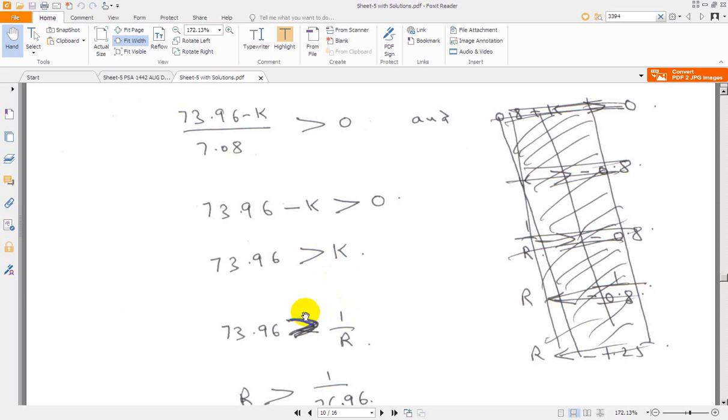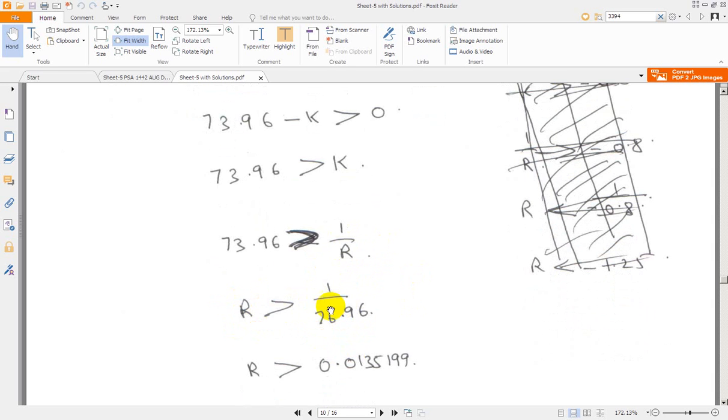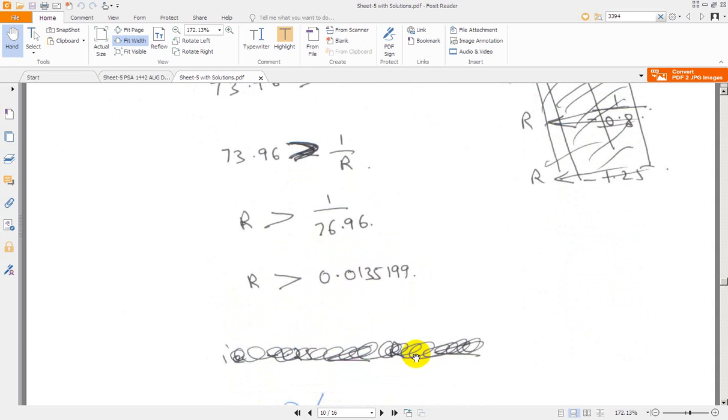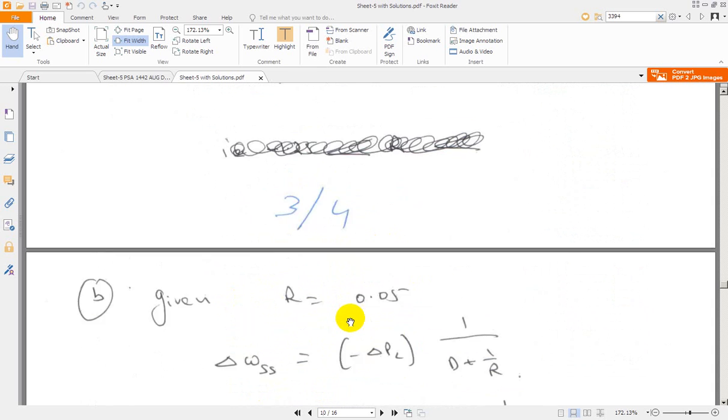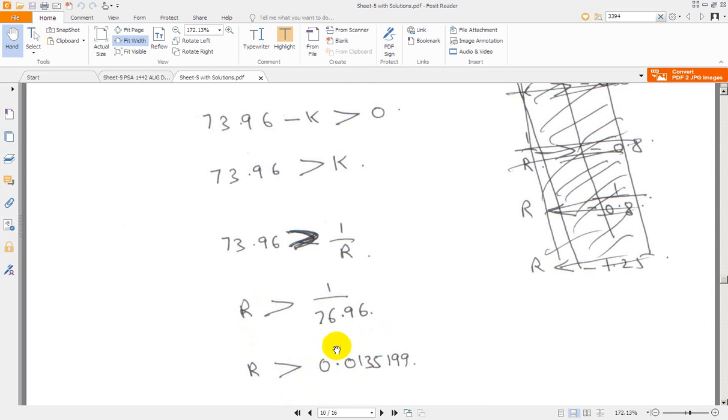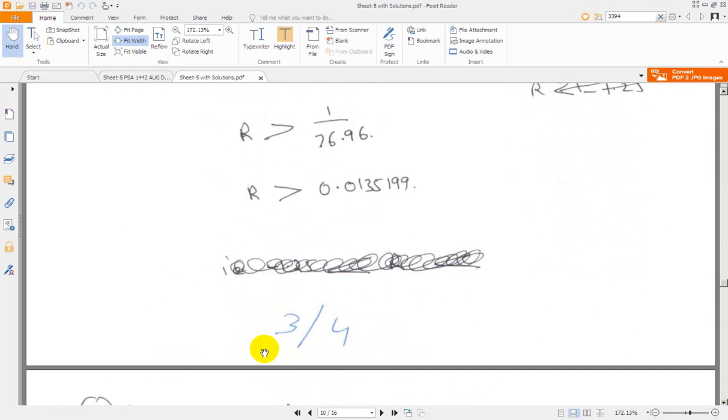Whereas we want the evaluation of r. k is equal to 1 by r. In place of k, we will write it as 1 by r. So r will be greater than 1 by 73.96. So r should be greater than 0.013159. This forms your solution. This forms your range of k. It means r should be greater than this.